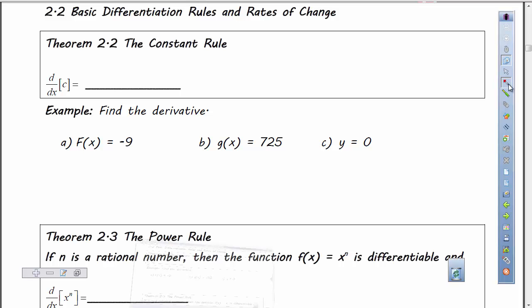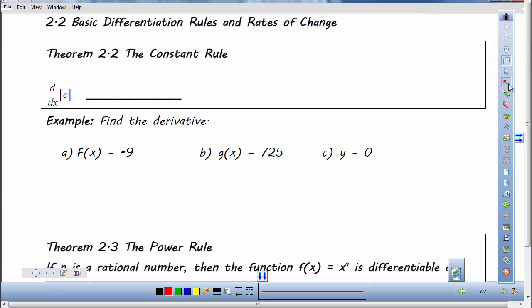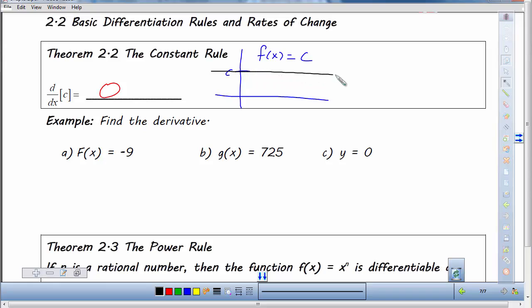All right, so our first rule is the derivative of a constant. The derivative of a constant function is just 0. That should be no surprise, right? If we have a constant function, what does that look like? Just a horizontal line. If this is c and we're looking at f of x equals c, we're just going to have a horizontal line going right through here. What's the slope of that line? 0. What's the rate of change of the line? 0. So the derivative of a constant is 0.